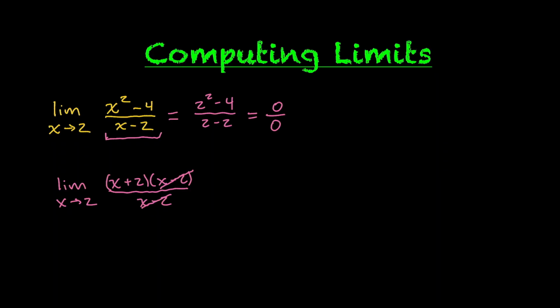And now what we want to do is just plug back in. So we have the limit as x goes to 2 for x plus 2. And now we can just do that simple plugging in. We get 2 plus 2, and again, an answer of 4.